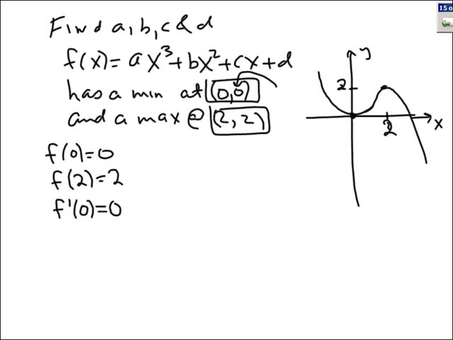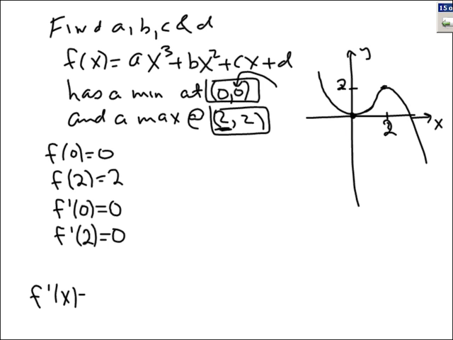If you have a max or a min at any x value, the first derivative is 0. In fact, we have a max when x is 2. So f prime of 2 must equal 0. Okay, and for the record, I'll put it down here. Let's write down what the derivative equals.